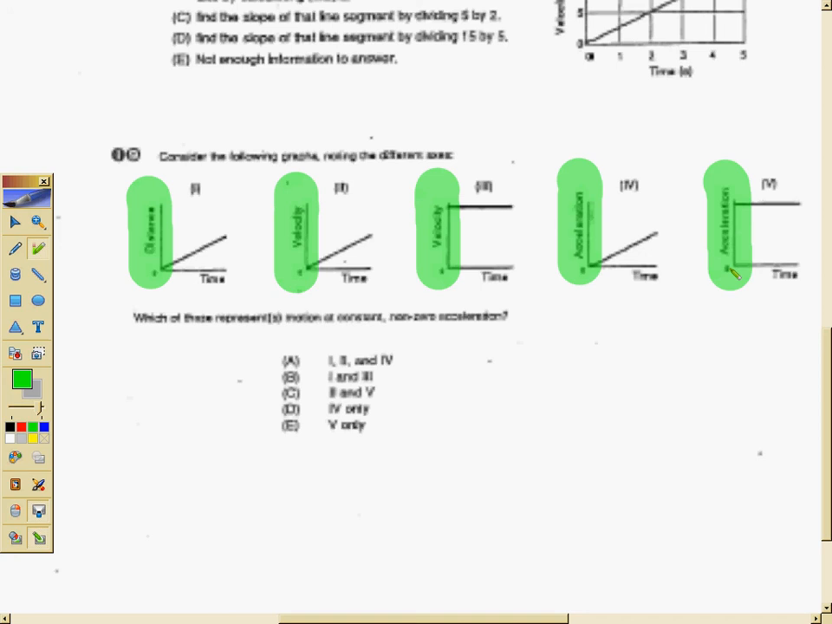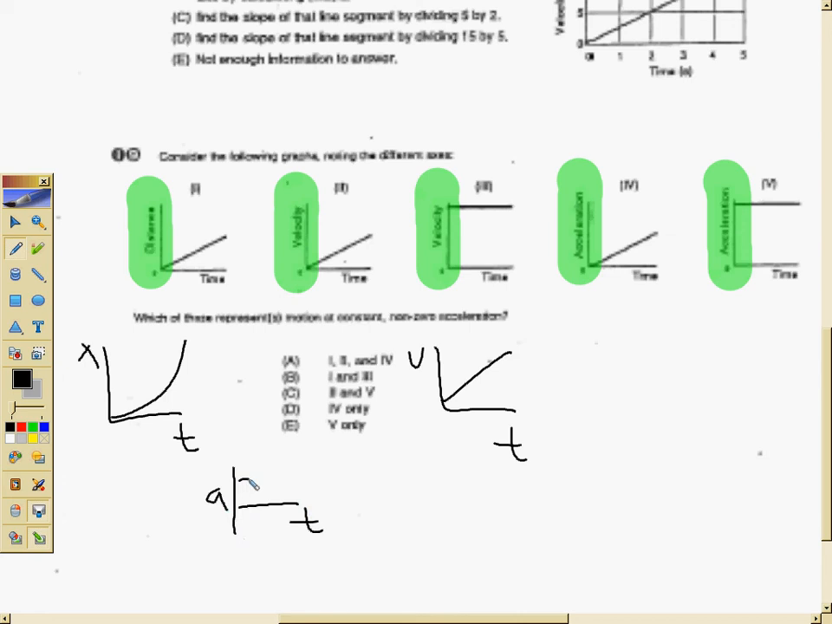So for what's a constant non-zero acceleration, remember, if you are accelerating, your position versus times will be curves, and your velocity versus times will be nice diagonal lines. Your acceleration versus times, however, should be some nice horizontal line. So just using that, right here, we have a nice diagonal line when we're saying it should be curves. One's not an answer.